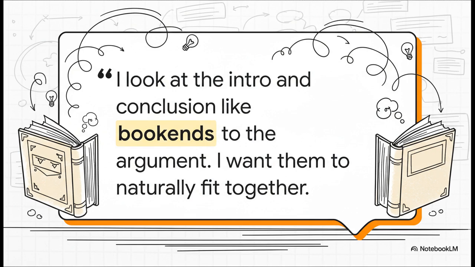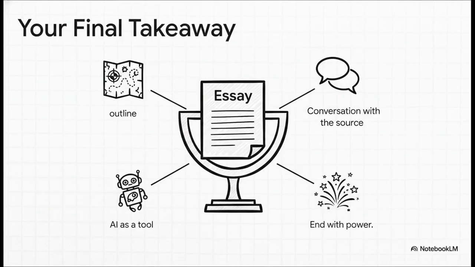So let's just quickly run through the big takeaways. First, your outline is your map. It's your best friend. Second, always start by deeply understanding the source's argument. Then, build your own argument as a conversation with that source. Remember to use AI as a smart tool, a tutor, never a ghostwriter. And finally, end with real power, not just a plain old summary.